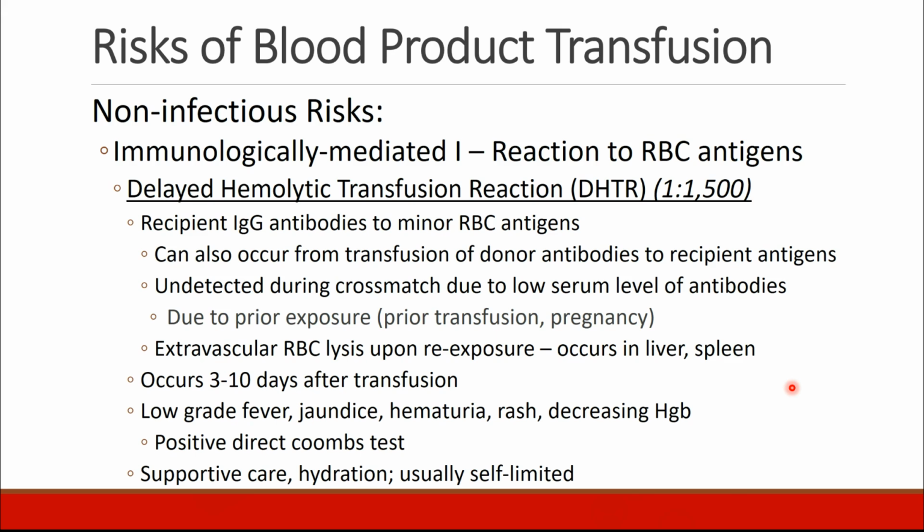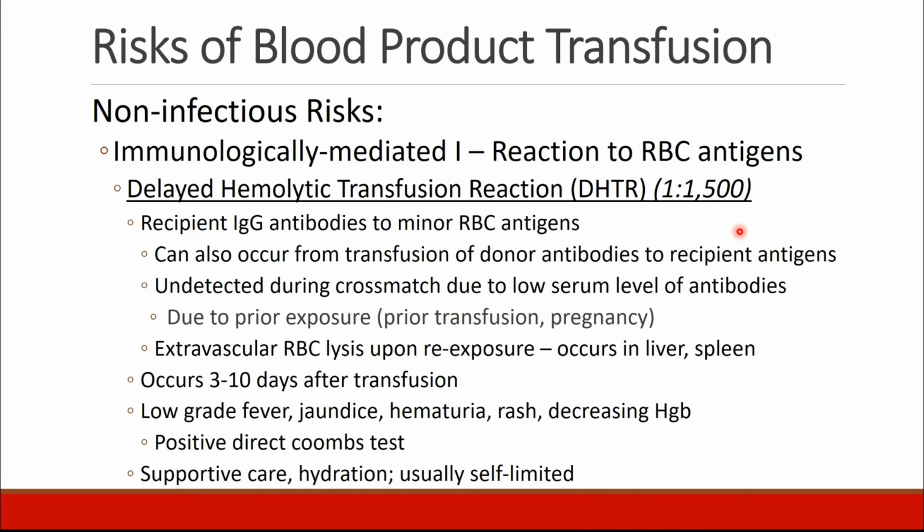So we've talked about the acute hemolytic transfusion reaction. There's also a delayed hemolytic transfusion reaction with a much higher prevalence of 1 in 1,500. In these patients, IgG antibodies attack minor red blood cell antigens. Again, this could also occur if you transfuse the donor antibodies to the recipient antigens. This doesn't get detected during the cross-match because there's a pretty low serum level of antibodies. And usually patients have these antibodies because of some prior exposure, either from a previous transfusion or exposure to fetal blood if a patient was pregnant in the past.